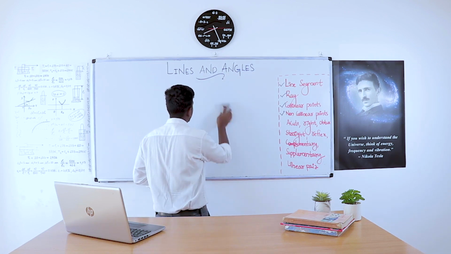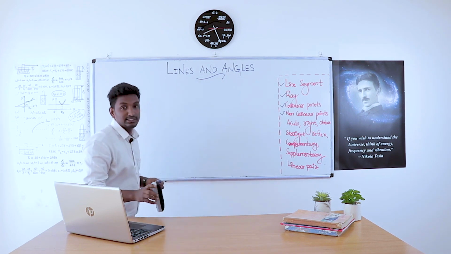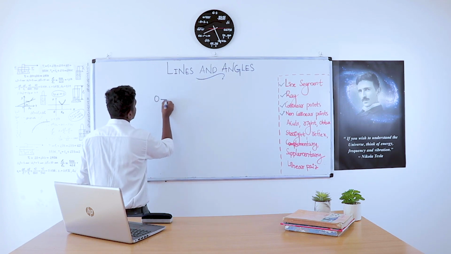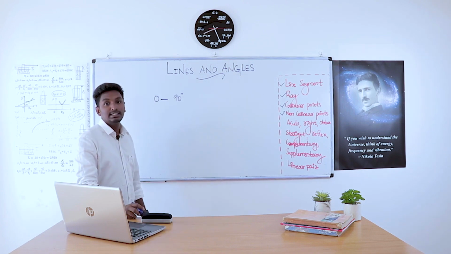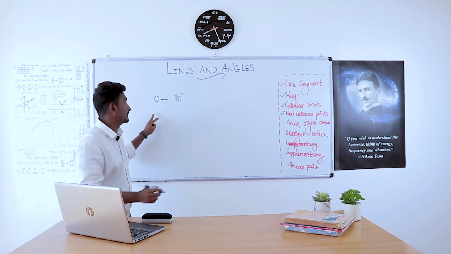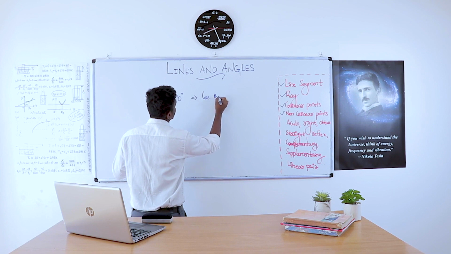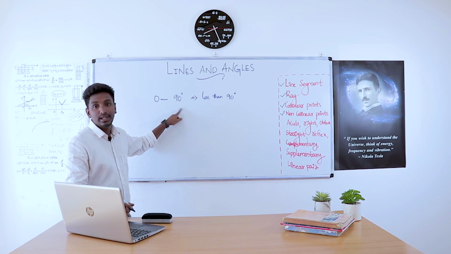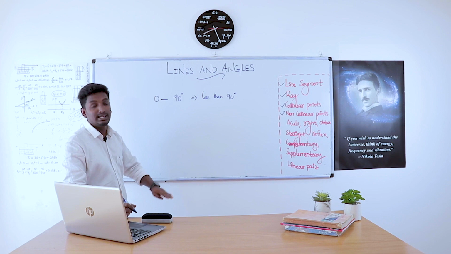Now, on the basis of the values, we can classify angles. If the value of the angle is 0 to 90 degrees, 90 degrees is not taken, that is less than 90 degrees. Up to 89.9, not 90 degrees. 0 to 90 means less than 90 degrees.